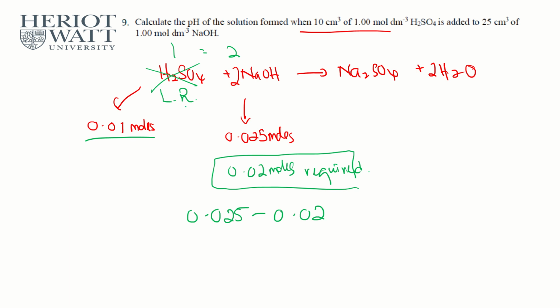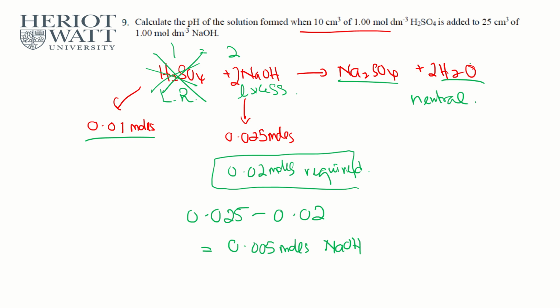Sorry, yes, it is. H2SO4 is limiting, NaOH is in excess. Okay? So 0.025 minus 0.02, which is the amount required to react, you will get the remaining NaOH. 0.025 minus 0.02, you get 0.005 mole of NaOH remaining in the solution. So the rest will be fully reacted. You get salt and water. So this part will be neutral, right? So we just look at the extra 0.005 moles of NaOH in the solution, and from here we calculate the pH.